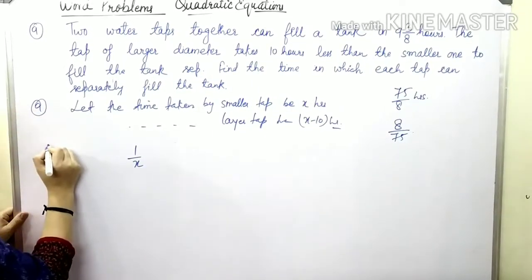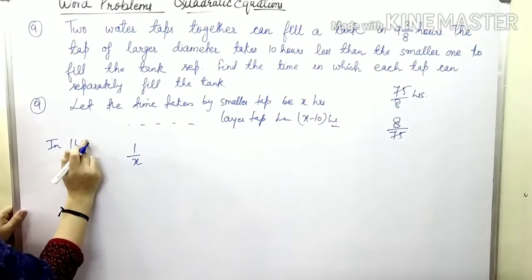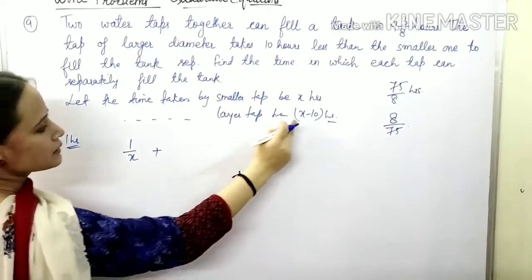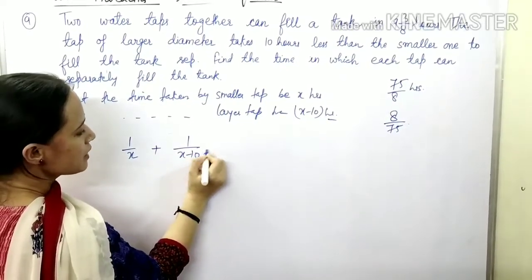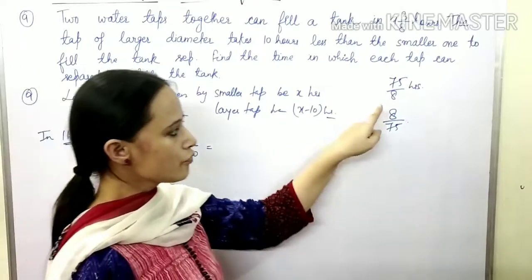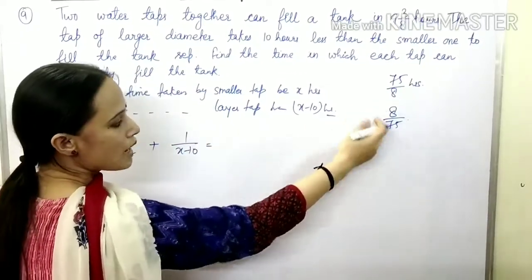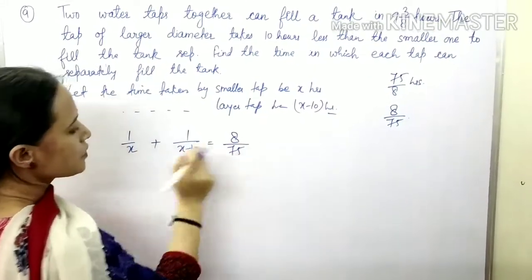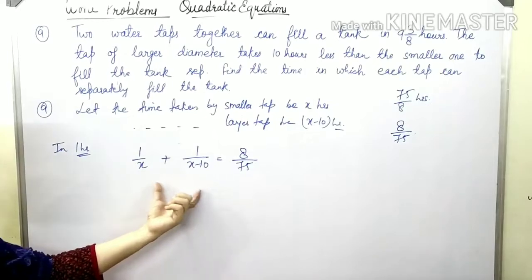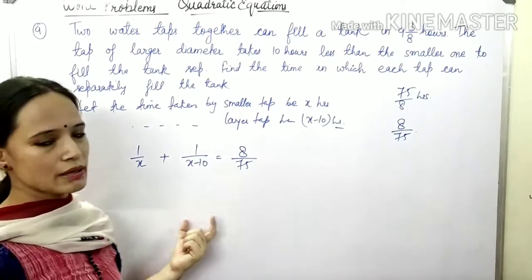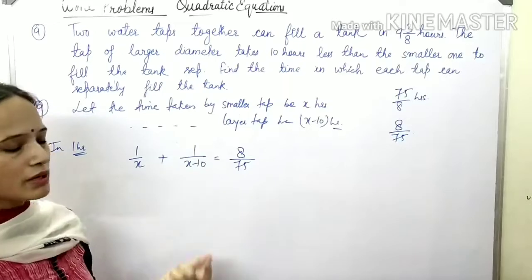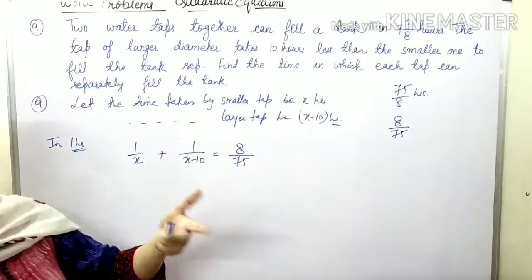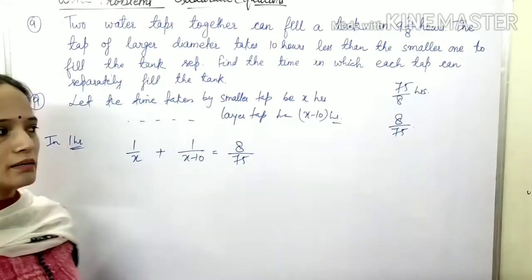So its reciprocal will give us 1 hour work they have done. So in 1 hour, what part of the tank have they filled? It is 1 upon x, and for the larger one 1 upon x minus 10, and we got the value of the 1 hour work, that is how much part of the tank was filled in 1 hour by both the taps, was 8 upon 75. So we are getting the equation from here. You can again simplify it. You will get the quadratic equation. You can solve it by any method and you will be getting two values, neglect the negative one, and this is it.